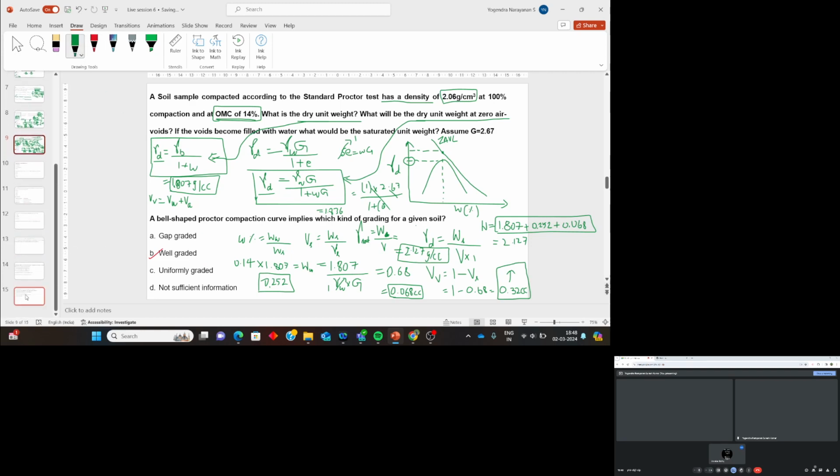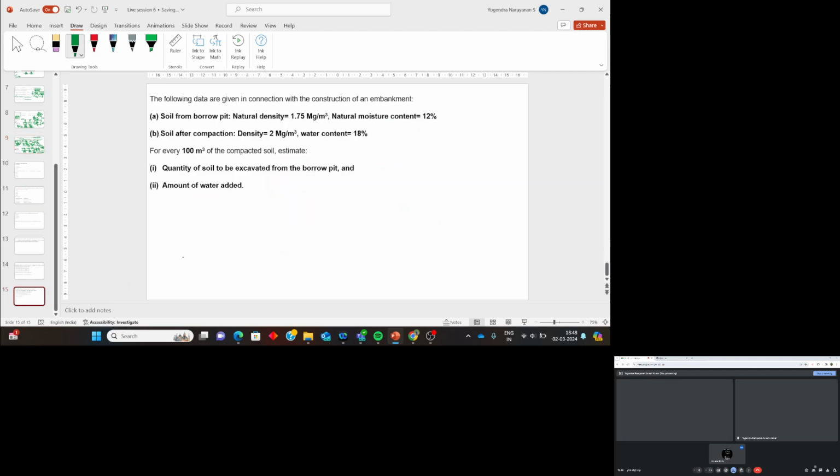Let us solve one problem here, similar to that. Just look at this problem. The following data are given in connection with the construction of embankment. Soil from borrow pit. Let me explain the preface of the problem. There are two conditions here. This is the destination and this is the source.